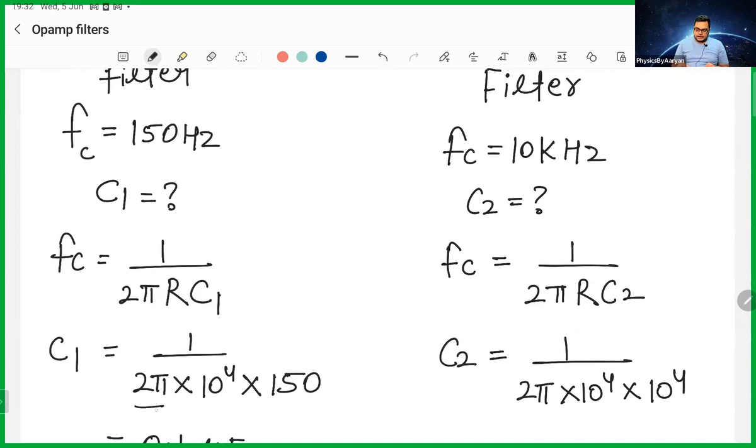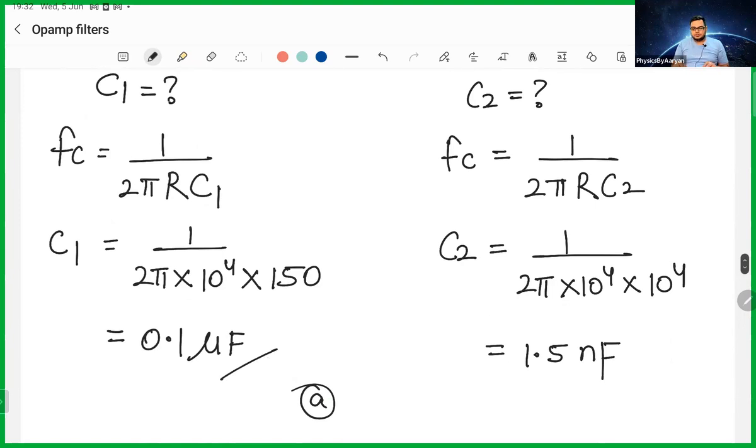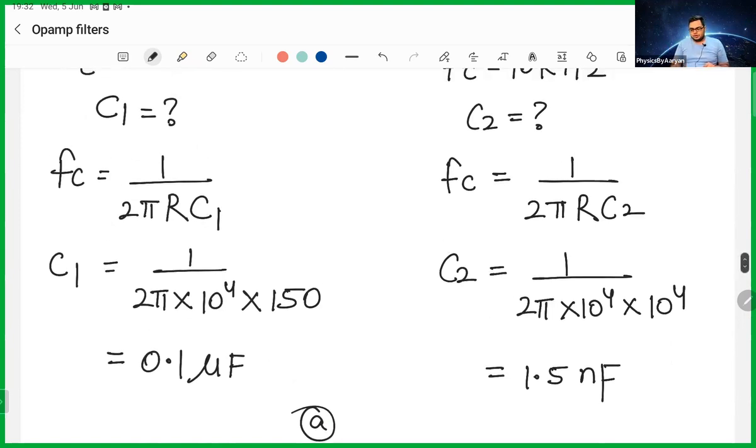I can write 2 pi. R is 10 kilo ohm, so 10 kilo means 10 to the power 4. I put my value, and F is 150 hertz. If I do a little bit of mathematics, I will get 0.1 microfarad, which is my answer. So my C1 should be 0.1 microfarad.